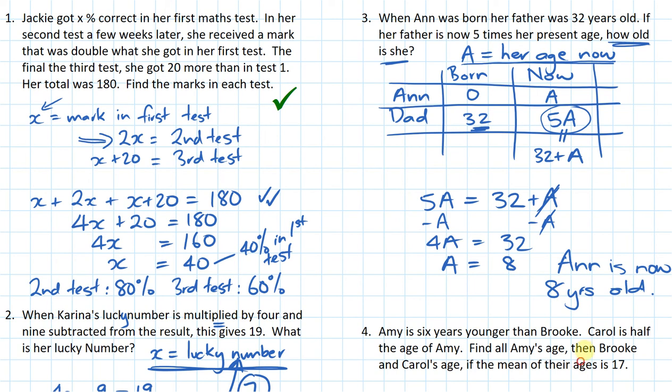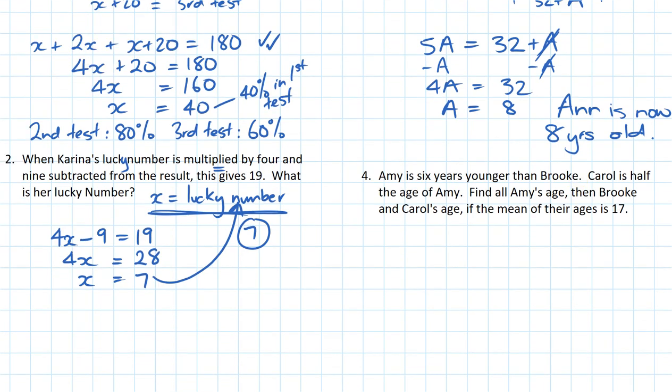Okay, last question, another age question. Amy is 6 years younger than Brooke. Carol is half the age of Amy. Find Amy's age, then Brooke's age and Carol's age, if the mean of the ages is 17. So first of all, we want to find Amy's age. So let A equal Amy's age.